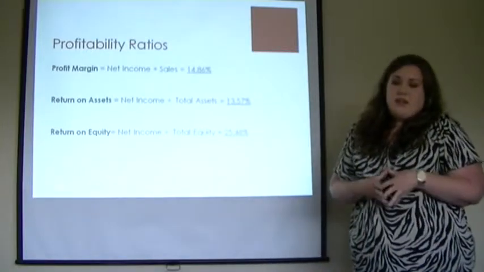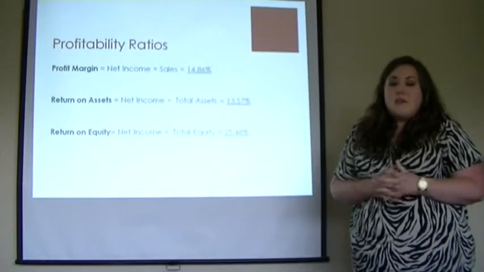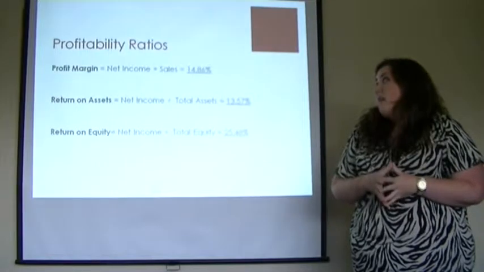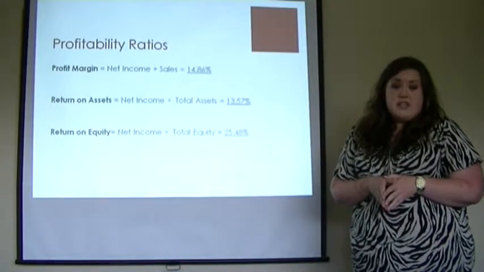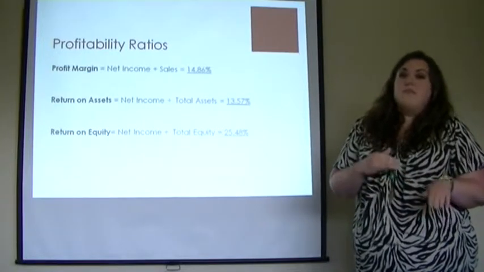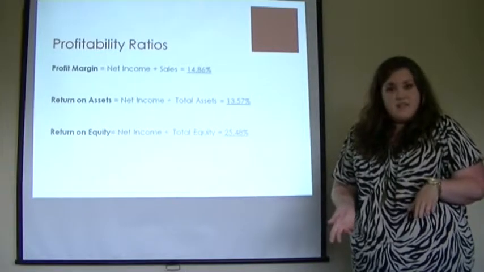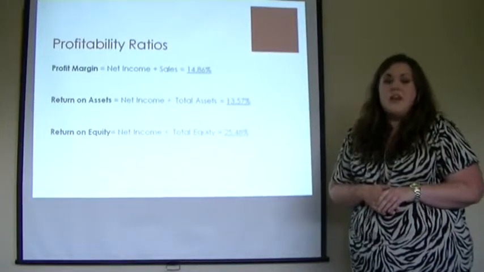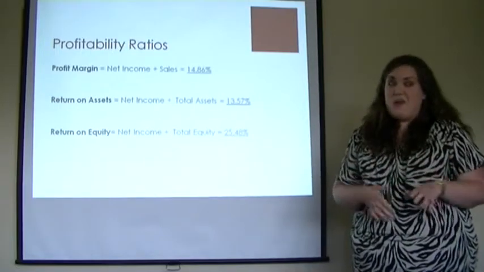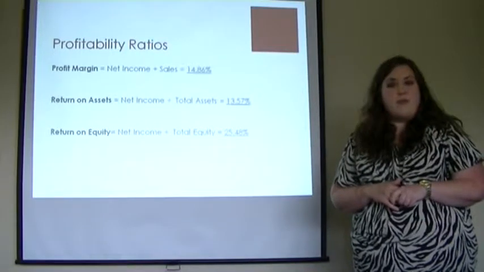Next, we'll talk a little bit about the profitability ratios, which we're all very familiar with. The profit margin is the net income divided by total sales. So that ends up being about 14.86%. The second one is the return on assets, and that's our net income divided by our total assets, which ends up being 13.57%, which I'm happy with as well. And lastly, the return on equity, which we all know is a very important number when we're analyzing companies and judging their performance.